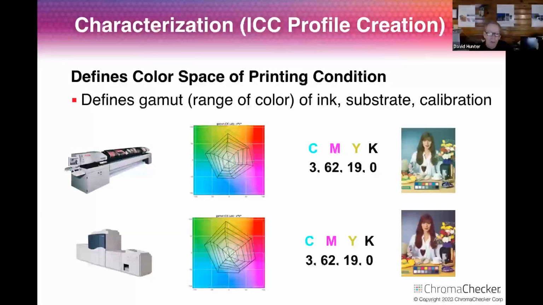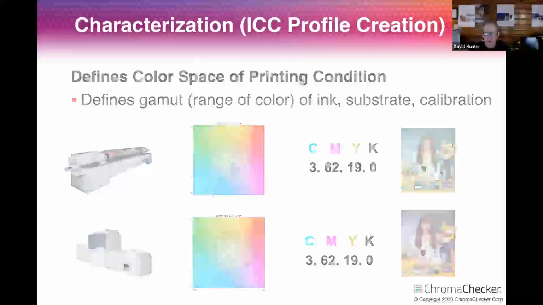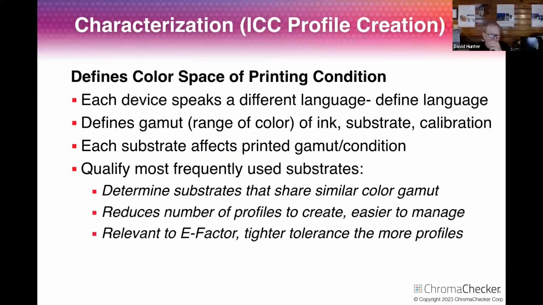And why are we doing this? Because every device speaks its own language of color. So here I've got 2 different printing devices. If I give them the same CMYK values, I get 2 very different results, because as we've talked about, each printing device speaks its own language. One speaks French, one speaks Swahili, one speaks German, one speaks English. We've got to be able to understand what the language of that device is versus that device.